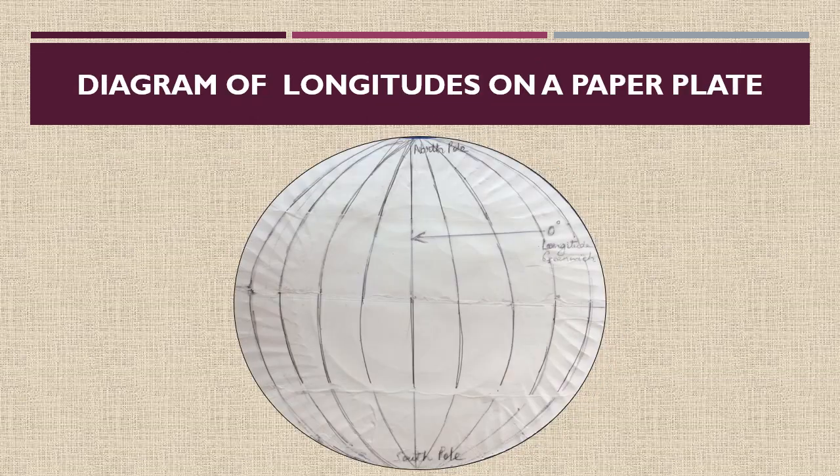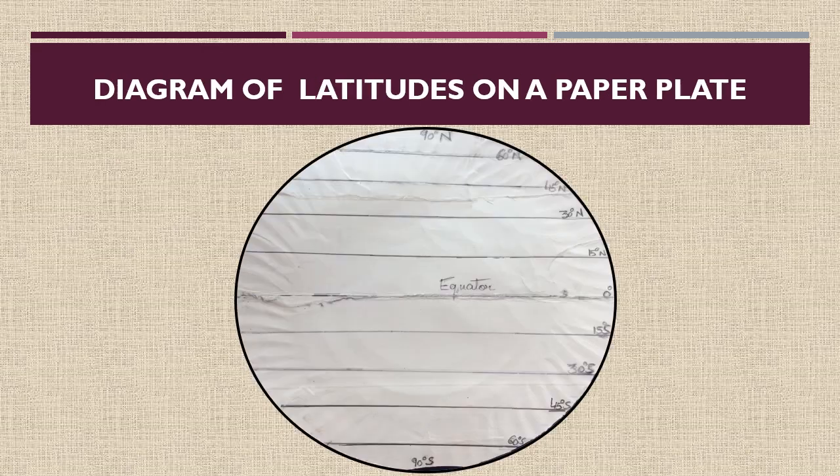The circular paper plate is also useful to draw a labeled diagram of the longitudes, or the vertical imaginary lines drawn on the Earth, with angles to indicate the North Pole, South Pole, and the Greenwich meridian.